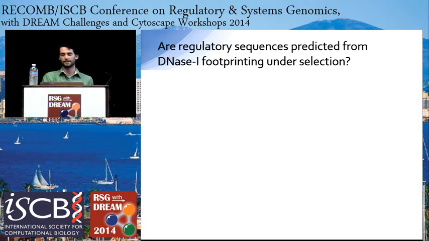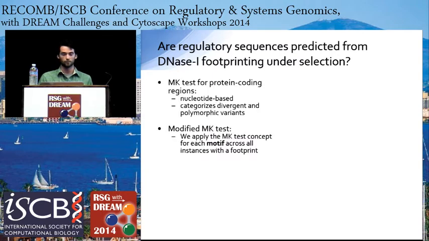So given these distinct features, we wanted to know if a lot of them had arisen as a result of natural selection. And this is a tricky question to get at, but we used a method based on the McDonald-Kreitman test, where you traditionally look at protein coding regions, and we modified it to work with our motifs, considering the whole body of motif instances, and a single motif as a functional unit.